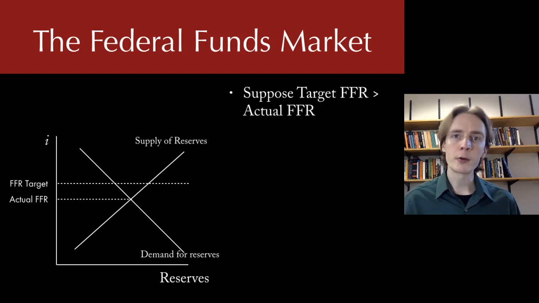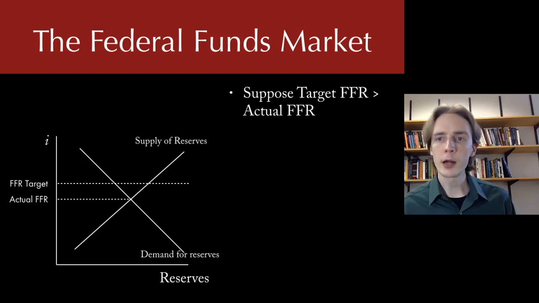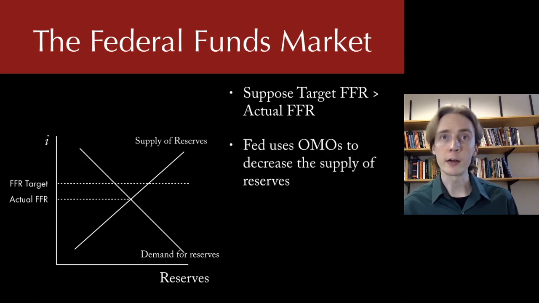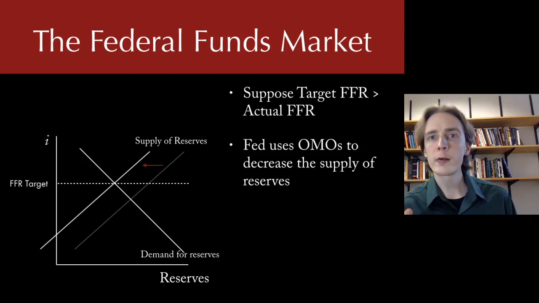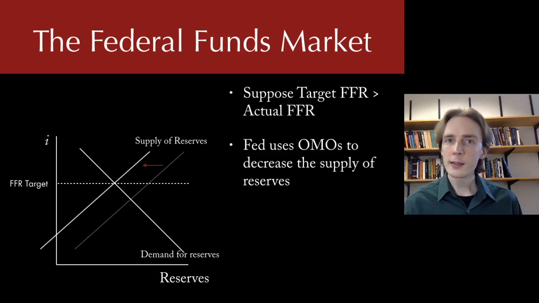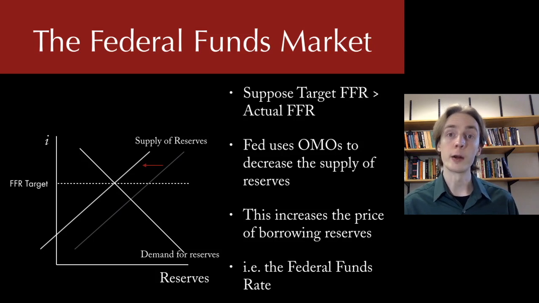Now, suppose the Fed wants to increase the federal funds rate target. What the Fed's going to do is use open market operations to decrease the supply of reserves. And so the supply of reserves is going to fall. When reserves become more scarce this way, the price of borrowing them is going to increase. Just like anything else, if it becomes scarcer, the price is going to increase. And if you have fewer reserves as a bank, you're going to want a higher interest rate in order to be willing to lend the same amount. So this is how the Federal Reserve targets the federal funds rate, by increasing and decreasing the quantity of reserves using open market operations.